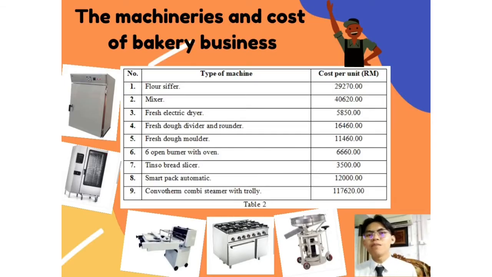Now, there are machineries and costs that we use in our business, which is the bakery business. There are 9 types of machine. Among them are the flour sifter machine with a cost of 29,270 ringgit, the mixer 40,620 ringgit, the fresh dough divider and rounder machine with a cost of 16,460 ringgit, and others.